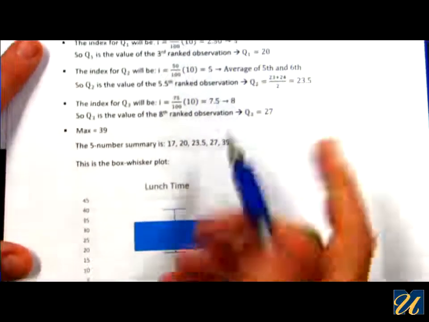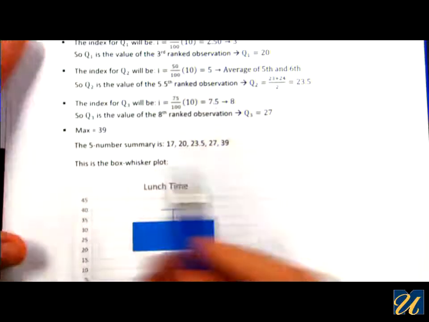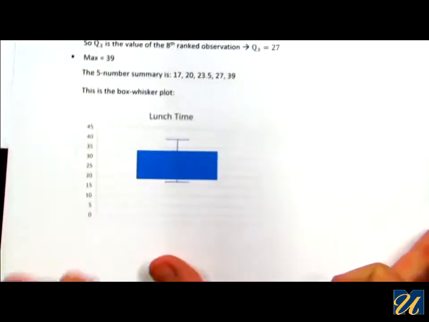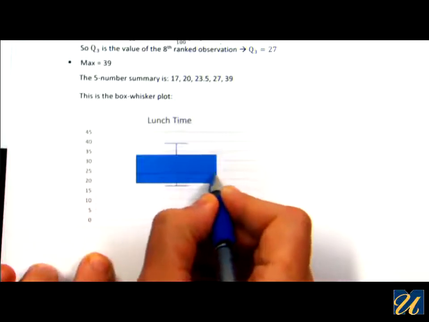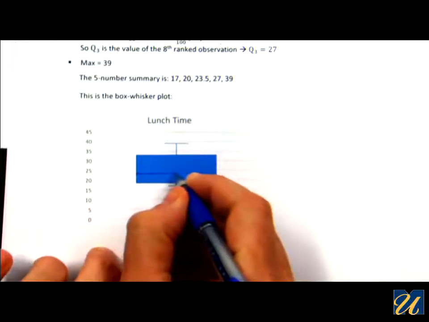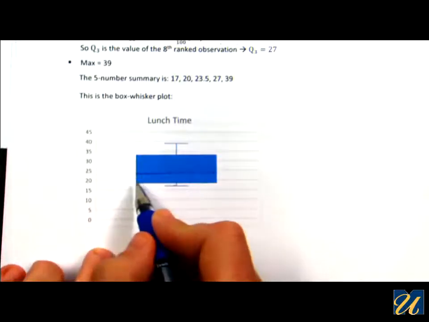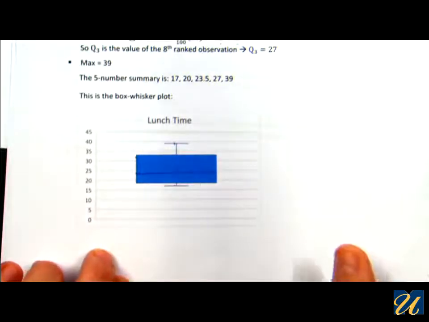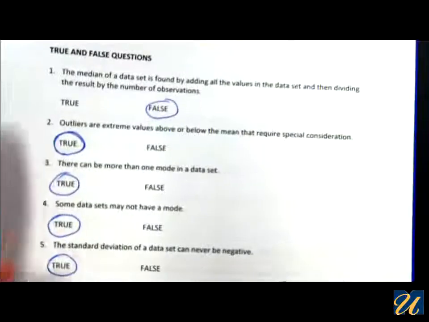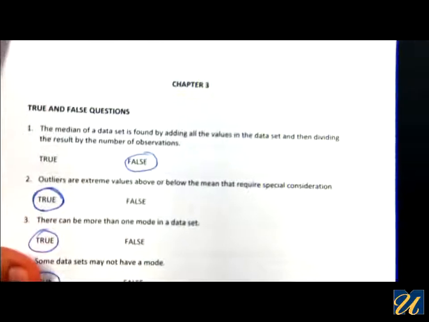Given the 5-number summary that we have found, our box and whisker plot would look something like this, and this would be over here, your Q2, right here. Minimum, Q1, Q2, Q3, maximum. And this concludes the examples for chapter 3.